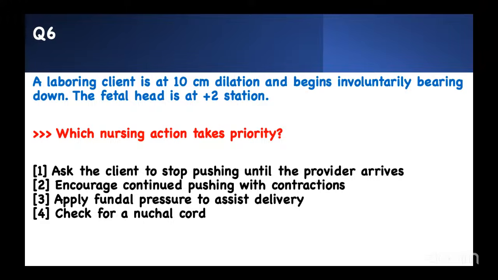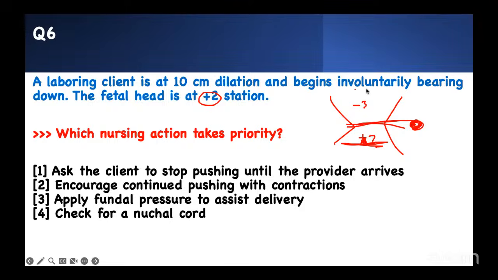The fetal head is at plus 2 station. Now I've given you station, so there's a clue. You have to know station. When they put station in the question, you use it in terms of the ischial spine. That is 0. If it's negative, it's above it. If it's positive, it's below. Plus 2 is way down here. Baby is crowning. It's about to come out. So plus 2 station means the baby is sitting right here, ready to come out.